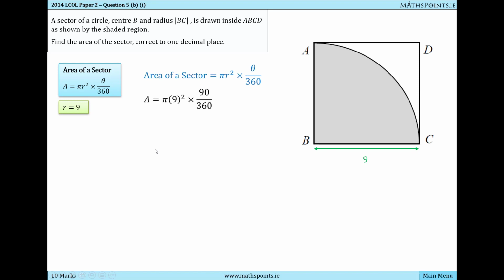So subbing these into our formula, we get that the area is equal to pi times 9 squared times 90 over 360, which we can round off to one decimal place as 63.6 centimeters squared. So we can see that what the formula does is it multiplies the area of a circle by the fraction of that circle that we have. We can see that 90 over 360 is equal to 1 over 4, and so we have a quarter of a full circle. An alternate method to this would have been to find the area using pi r squared and then just divide this area by 4.